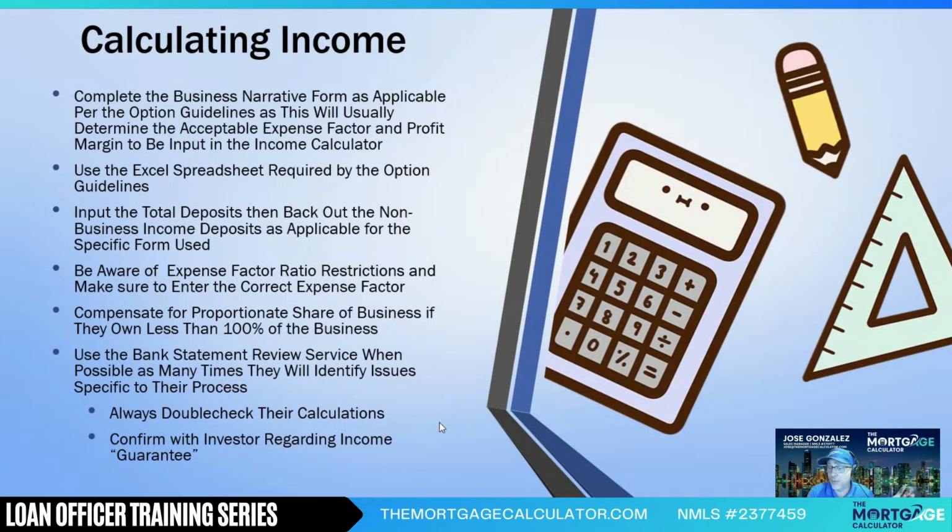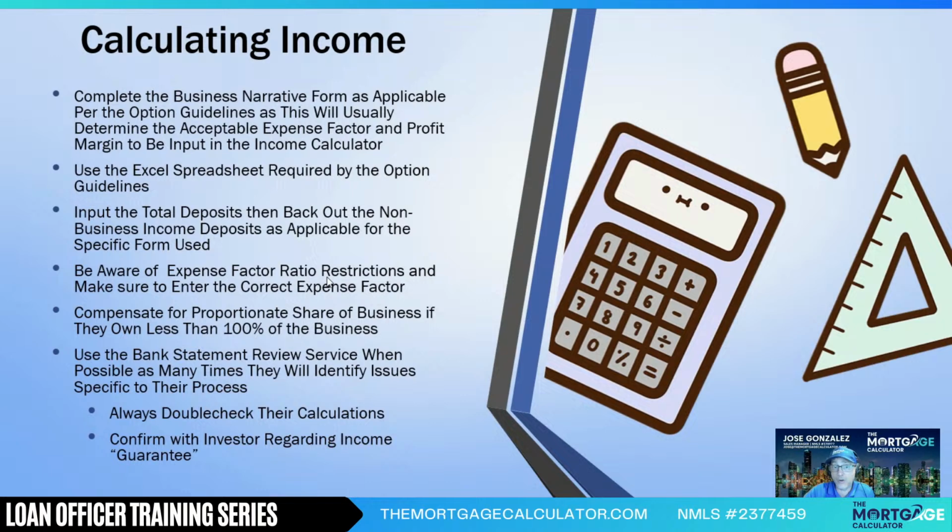There could be some programs that do that, and they'll tell you this is just a convenience for you. The underwriter's still going to have to review the file. This could change, so you always want to double check their calculations. But in showing you that document, we were talking about inputting the deposits. Then again, be aware of the expense factor restrictions according to whatever table is out there. So you put the correct expense factor. Make sure you compensate for the proportionate share of the business if the borrower owns less than 100% of the business, right? That you add in there as well on the form.